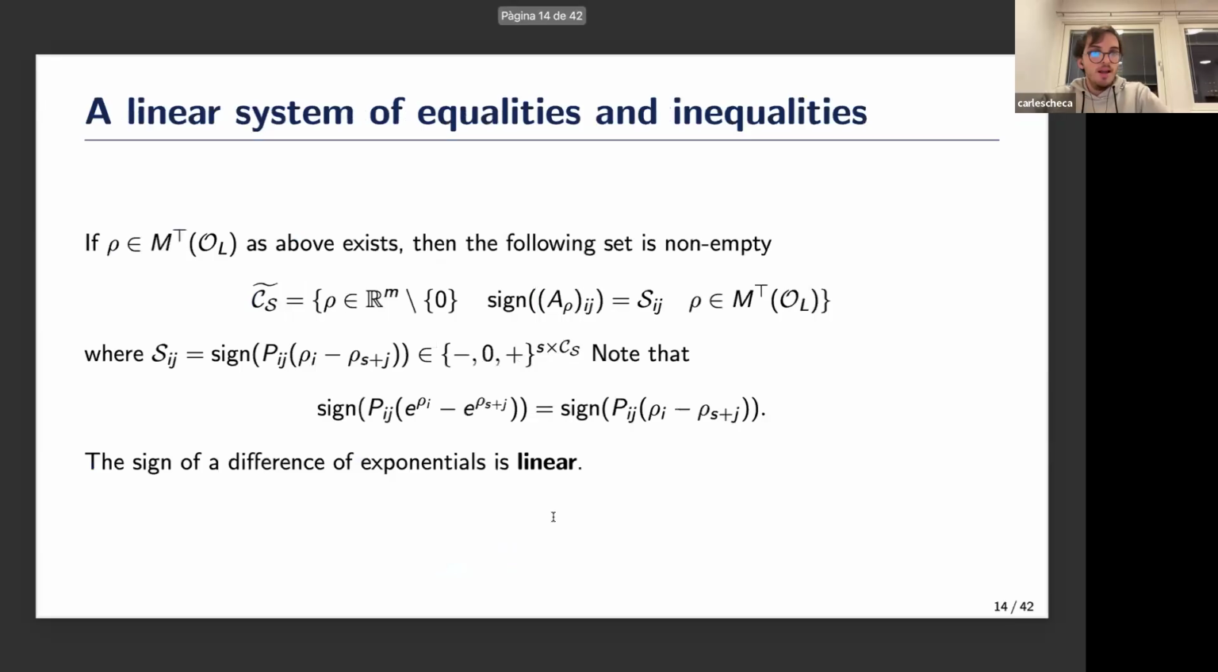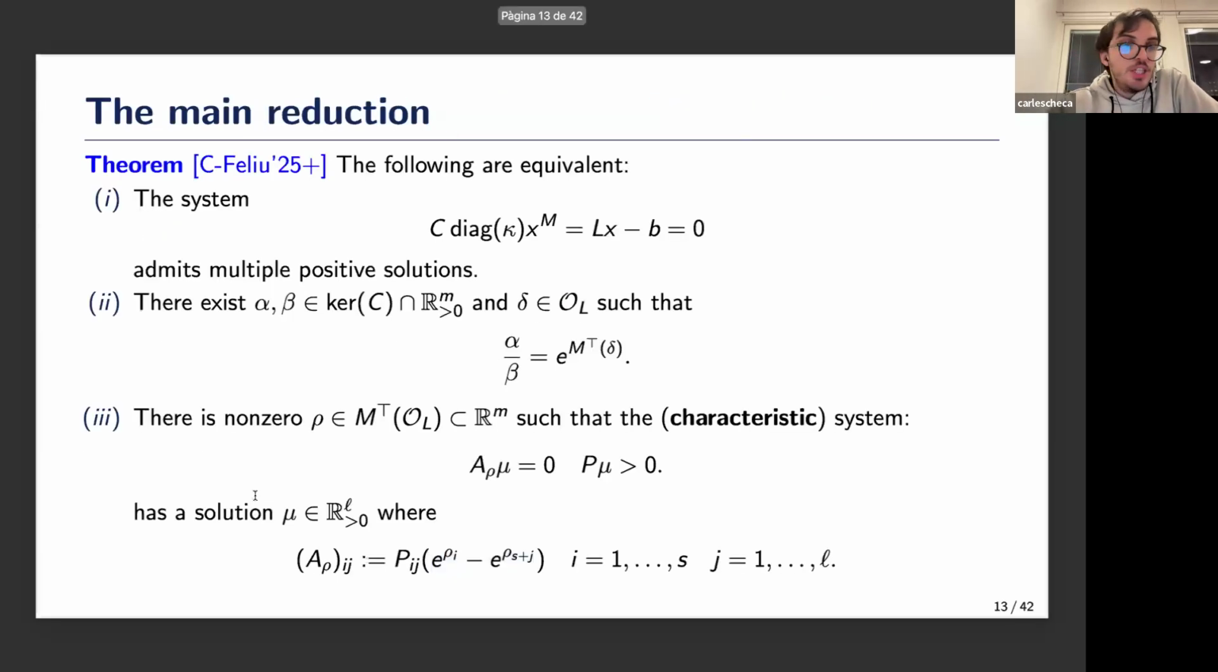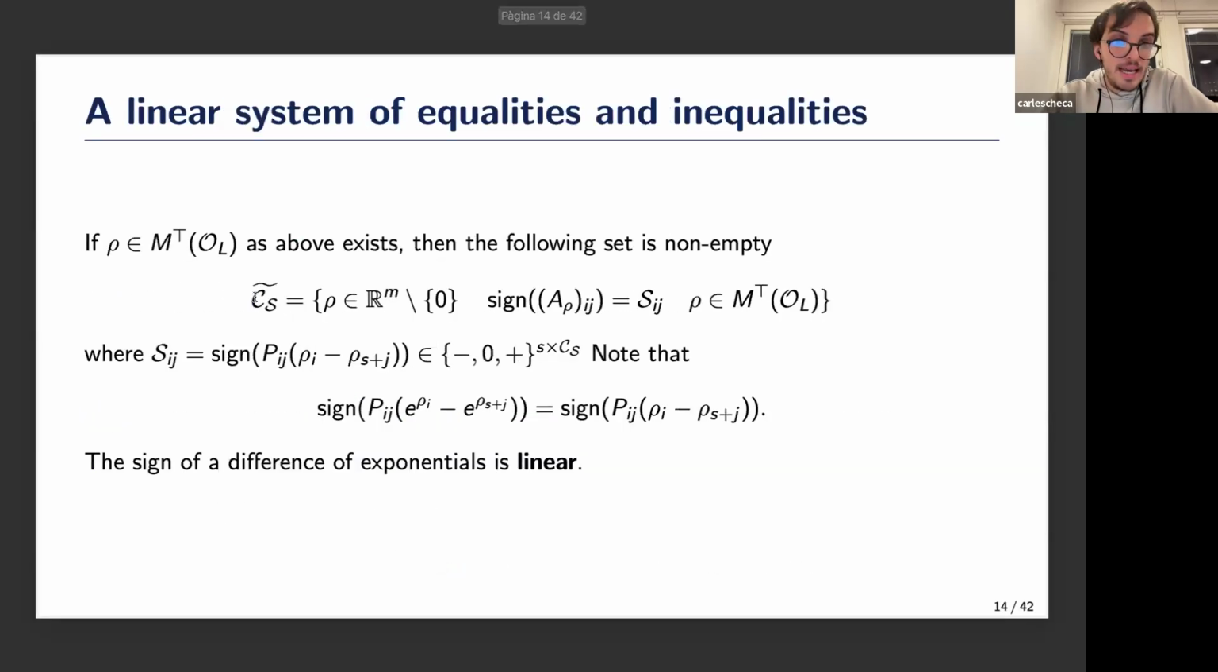What's the good thing of that? Now, if condition 3 were to hold, then this would mean that there is some row here. And if there were some row in this set, then the following set, also defined by linear equalities and inequalities, must be non-empty. That's the key point.